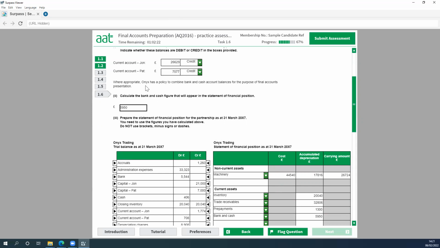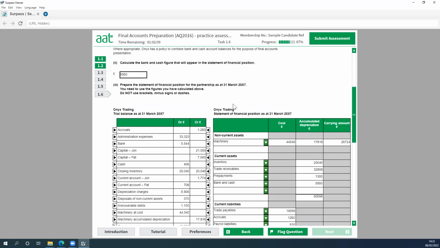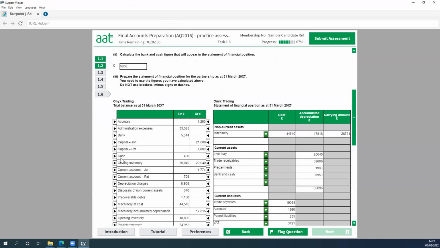Then it says, where appropriate, Onyx has a policy to combine the bank and cash account balances for the purpose of final accounts preparation. Calculate the bank and cash figure that will appear on the statement of financial position. We've got cash of 406, and bank of 5,544. All I've done is add them together, and that gives us 5,950. Check that's right. Yep, 5,950. So I think we've done those little adjustments now.